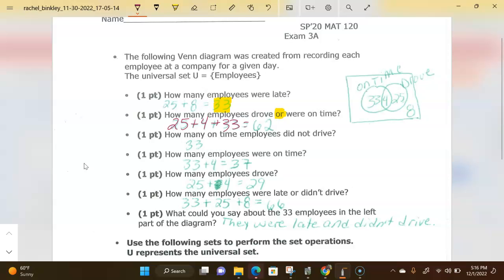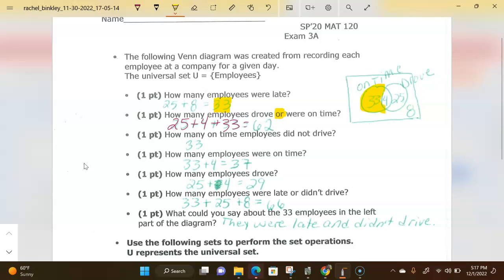How many employees did not drive at all? So that's going to be all of the employees that are outside of our drive circle. Oh, sorry. How many on-time employees did not drive? Sorry, y'all. Don't get mad that it was wrong. We're about to fix that. How many on-time employees did not drive? That's just going to be these 33 on-time employees that are outside of the drive circle, not including the 8 on the outside. Those were late employees.